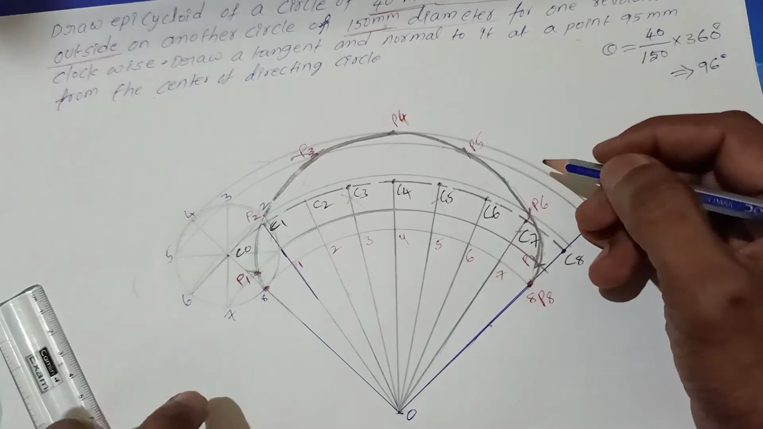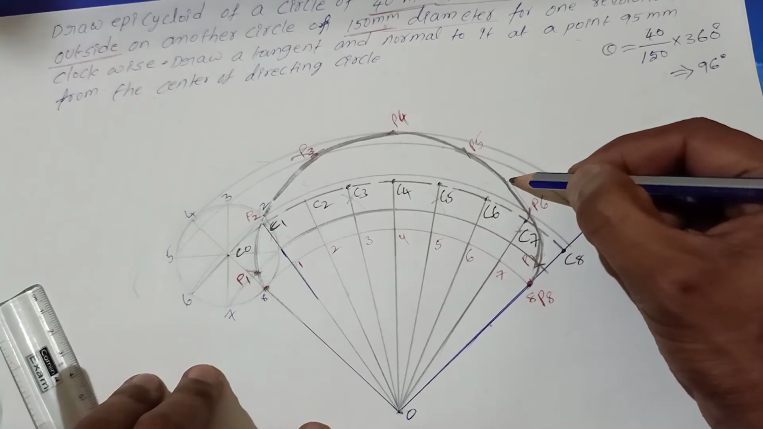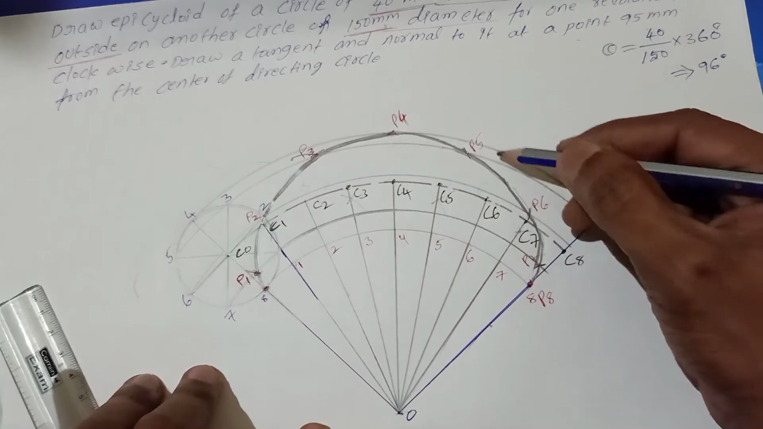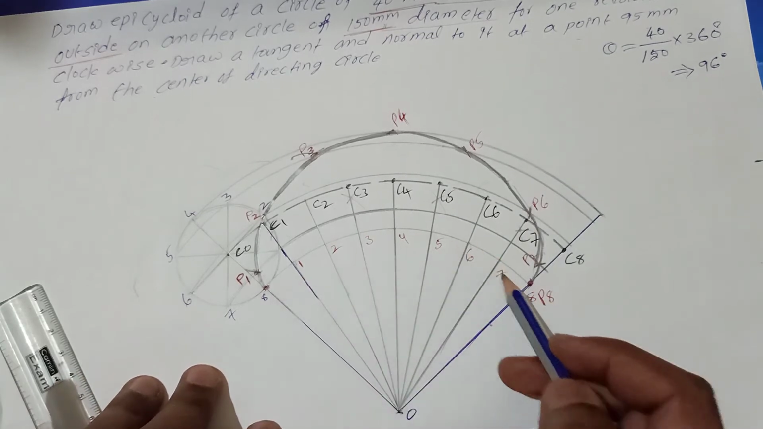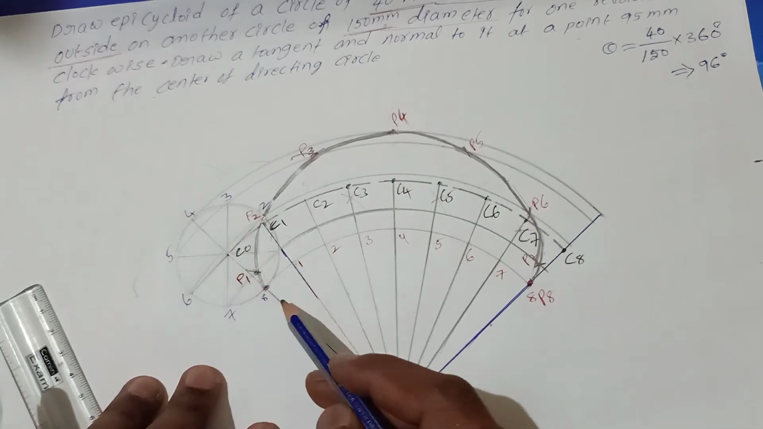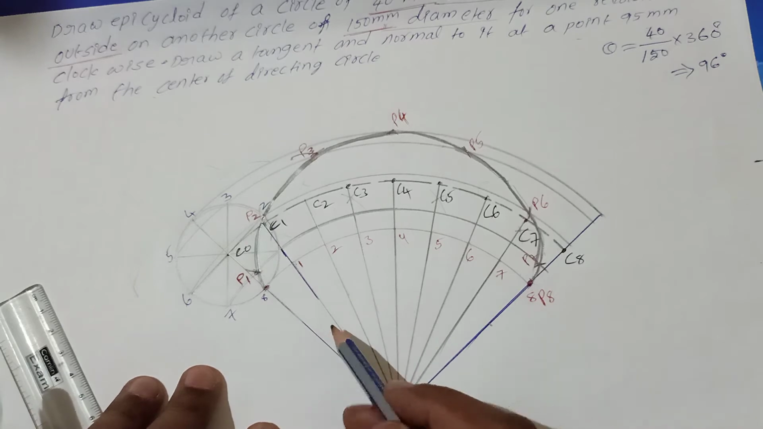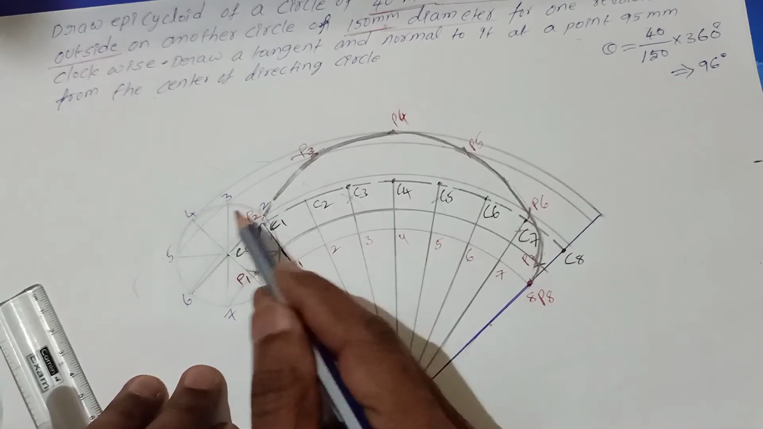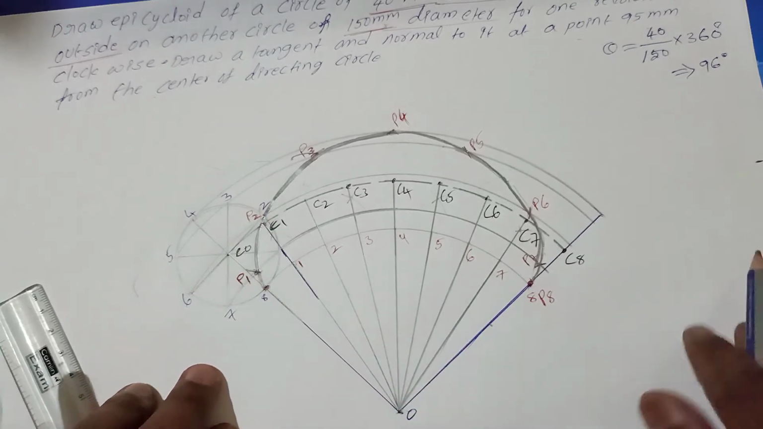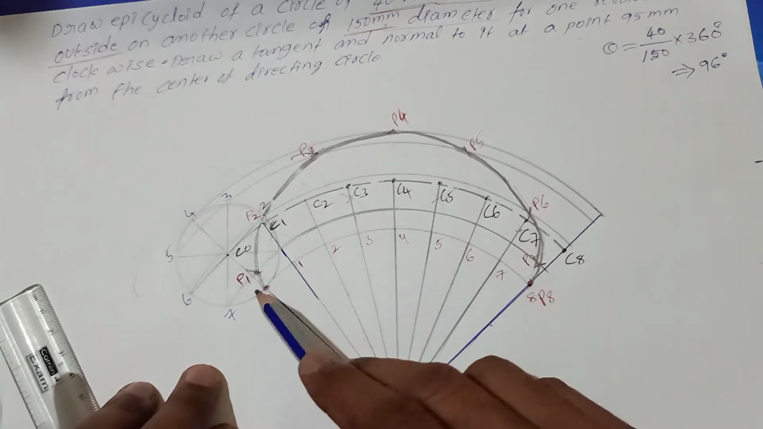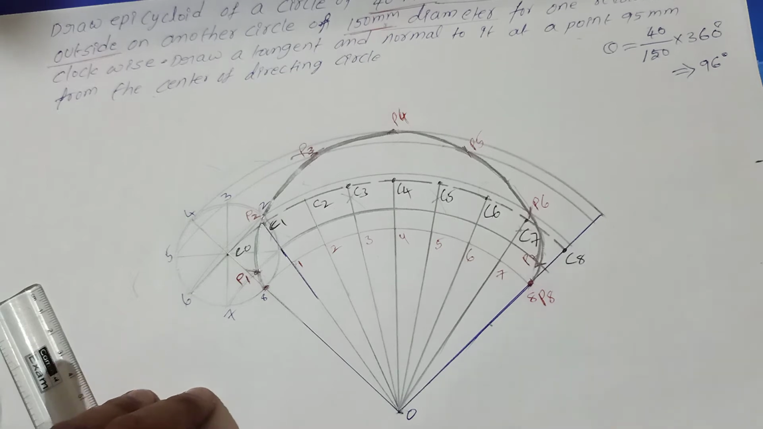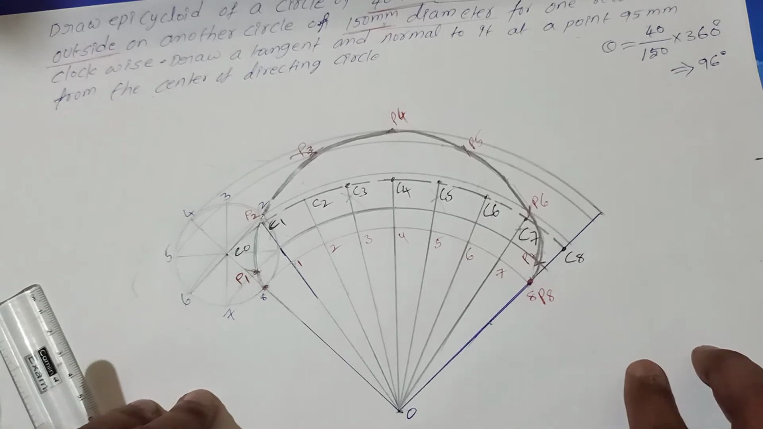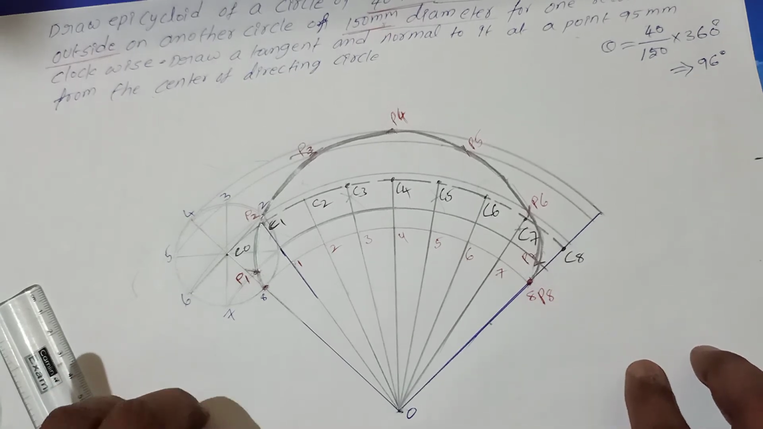Sir, which curve do we have to make dark here? The epicycloid is the curve which must be dark. This sector is the base circle, and it is medium dark. The generating circle is also medium dark. The dividing of 8 parts and all these curves are thin lines. Next we will see how to draw the tangent and normal, then the problem will be completed.